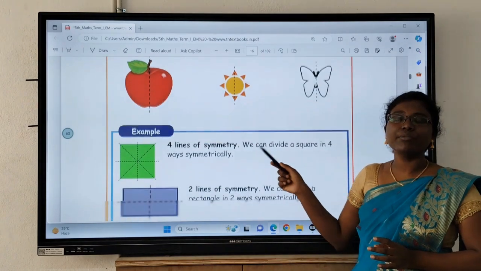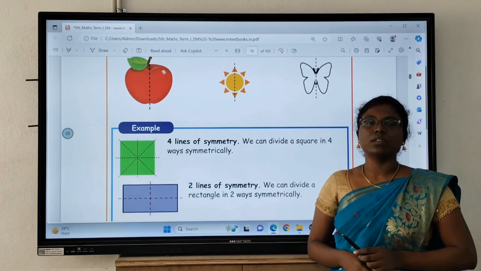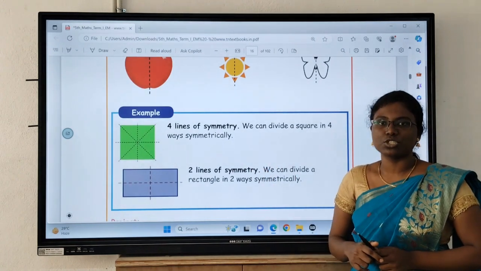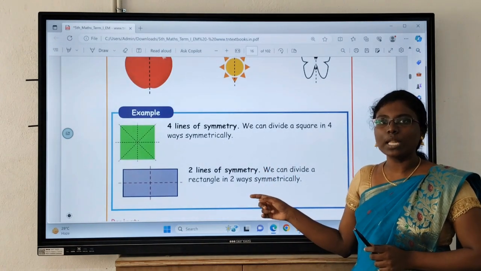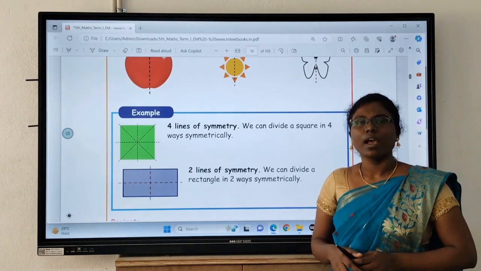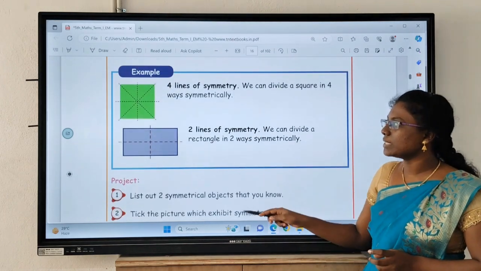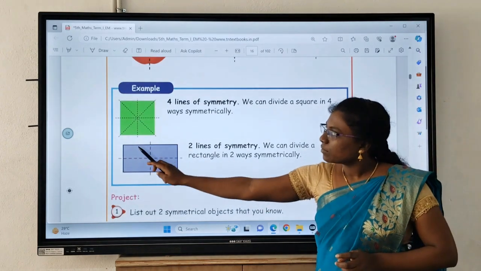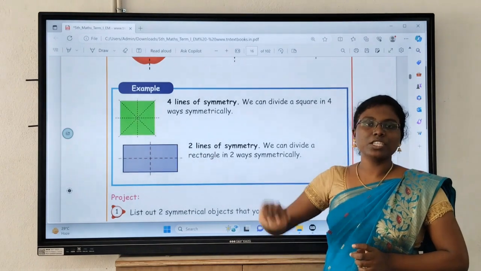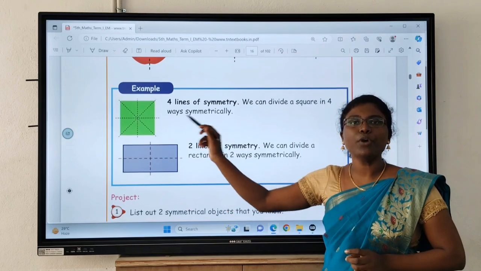Next we have the types of lines of symmetry. What are all the types? There are 2 types. One is the 4 lines of symmetry. The next one is the 2 lines of symmetry. What does 4 lines of symmetry mean and what does 2 lines of symmetry mean? I will show you examples. First, here you have a square shape. How will you split the square into 4 parts?